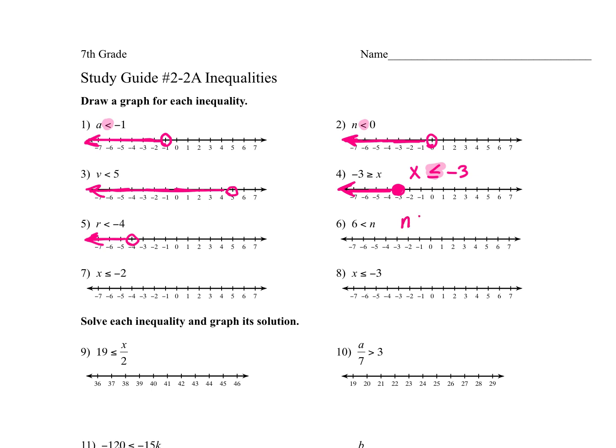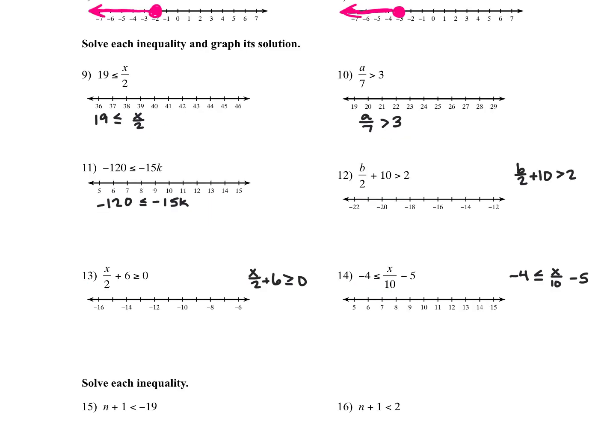Number 6 would be like n is greater than 6. We have an open dot on 6, and we go to the right to match the arrow. Number 7, we have a closed dot on -2, and it's less than, so we go to the left. And number 8, we have a closed dot on -3, it's less than, so we go to the left.